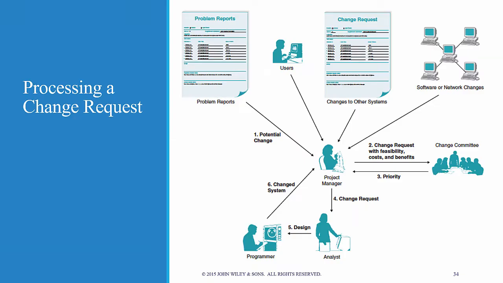Now, this slide maps out a change request process. It's rather elaborate. Change requests may originate from problem reports, where they go to the project manager, who forwards it to a change committee, and the change committee will prioritize those changes that they regard as important. The change request, once approved, may go to an analyst, may go to a programmer, and finally have a changed system. Now, change requests can come from other sources, from users, from changes to other systems, or from software or network changes.